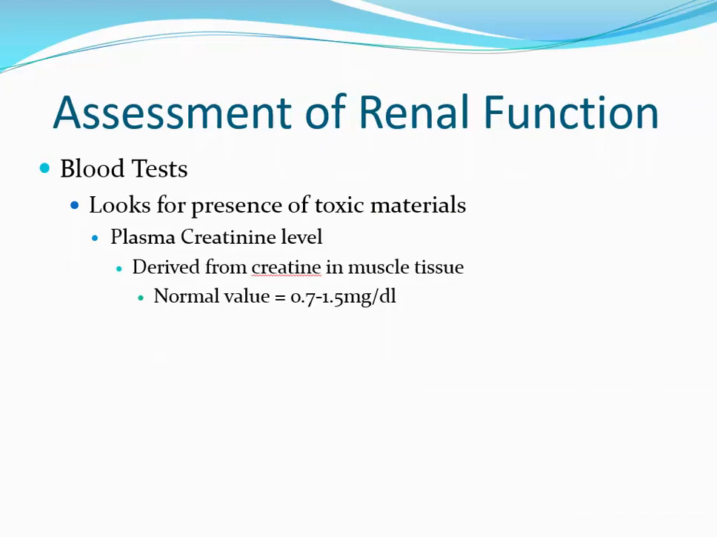Finally, we will look at ways to assess renal function. One way is through various blood tests. These look for the presence of toxic substances in the blood. Usually, these materials are nitrogen-containing byproducts of protein metabolism. One of these materials is creatinine. Creatinine is derived from creatine in muscle tissue. Normal values should be between 0.7 and 1.5 milligrams per liter.